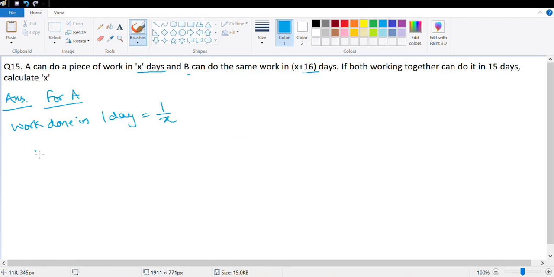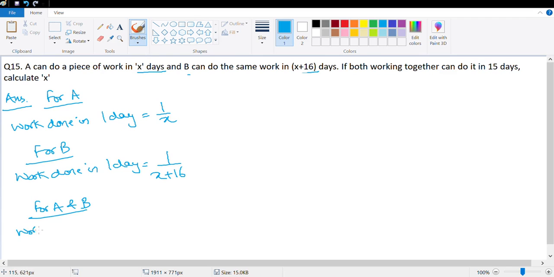Now let's look at B. So for B, work done in one day would be equal to, by the same calculation, 1 upon x plus 16. If both working together can do it in 15 days, which means for A and B, work done in one day is equal to 1 upon x plus 1 upon x plus 16, which is individuals adding individual work, and this is equal to 1 upon 15.